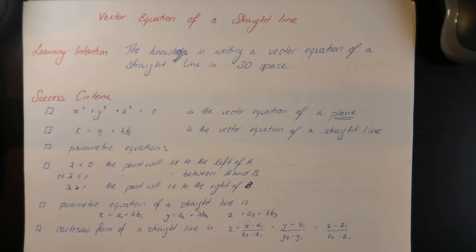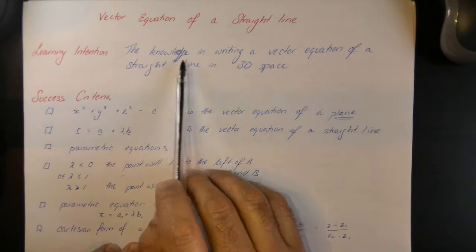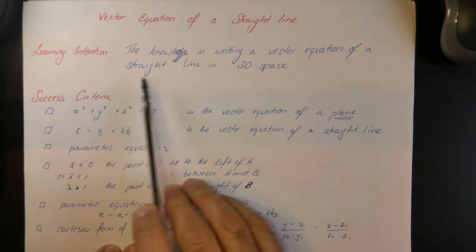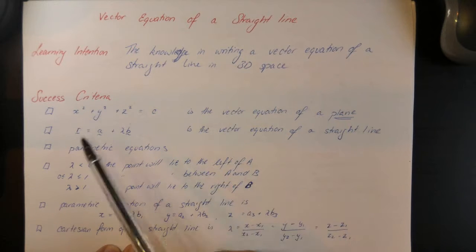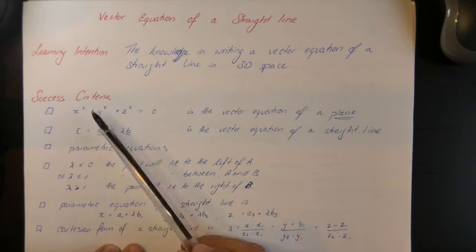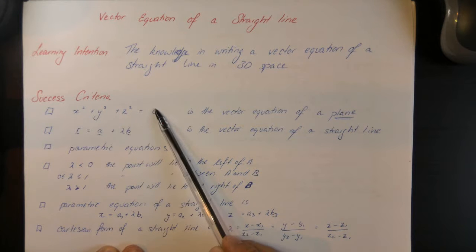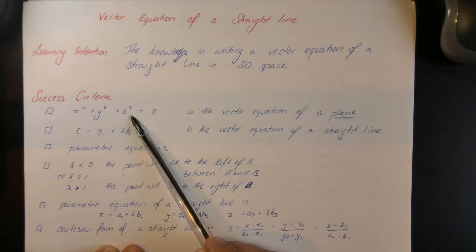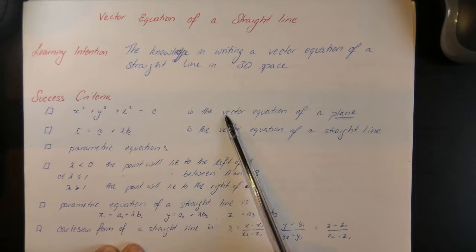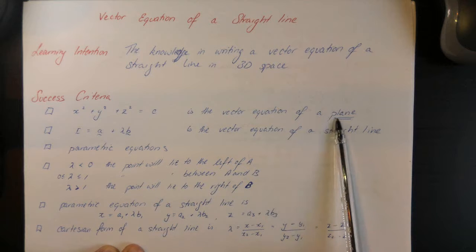Okay, so today we're looking at vector equations of a straight line. Now, the learning intention is to gain the knowledge in writing a vector equation of a straight line in 3D space. Some things to remember to be successful: x squared plus y squared plus z squared equaling a constant, in 3D space, technically is the equation of a sphere, not a line.